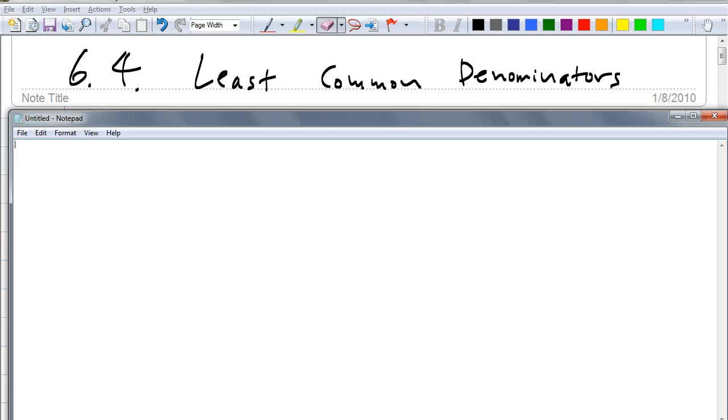Alright, so today we're going to talk about least common denominators. When do we need least common denominators? When you are adding or subtracting fractions. That's correct. Very good. But before we get there, let's do a very simple problem that looks something like this.